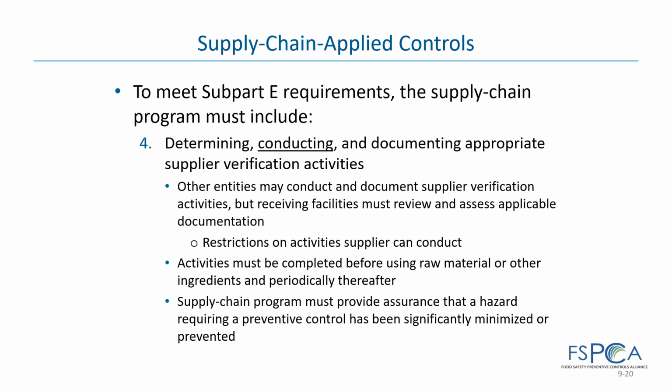Supply chain program must provide assurance that a hazard requiring a preventive control has been significantly minimized or prevented. Okay, so this assurance is going to be an actual legal document between the supplier and the receiving facility that says the supplier is controlling or significantly minimizing those hazards.